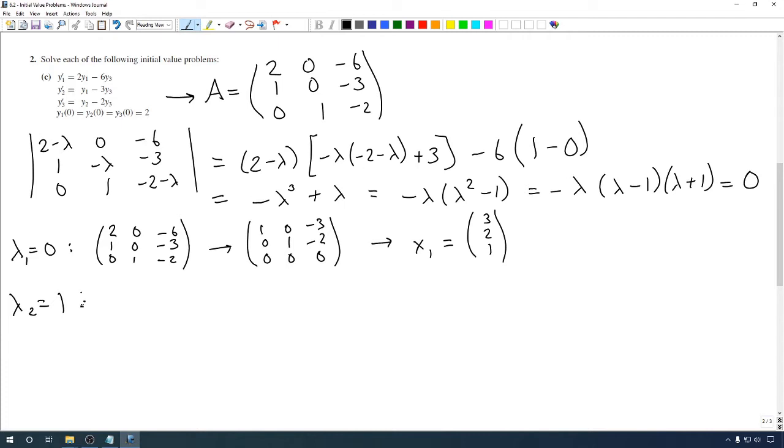Then we'll use our second eigenvalue. I'm going to say the second one is 1. The order of these doesn't really matter, but it's nice to keep the lambdas and the x's straight, so we know which one goes to what. Now we're going to subtract 1 from each of our diagonal elements. That means we have a 1 here, we have a negative 1 here, and we have a negative 3 here. Everything else is the same.